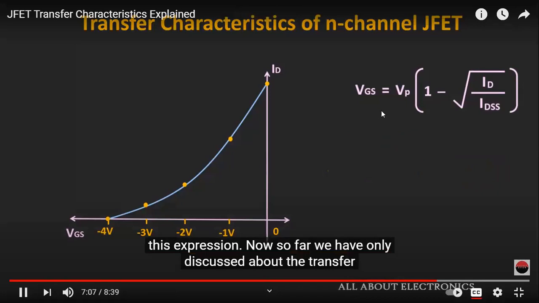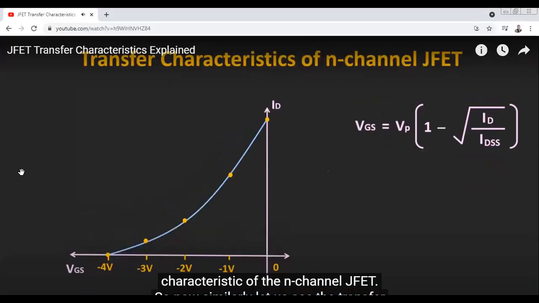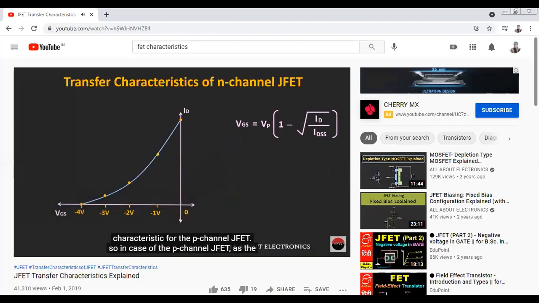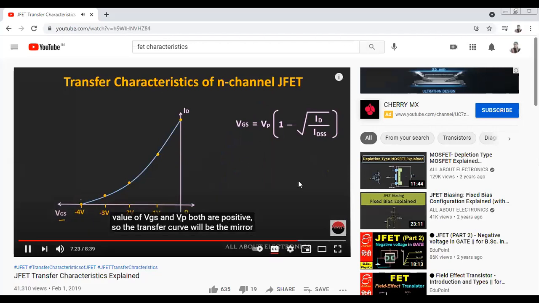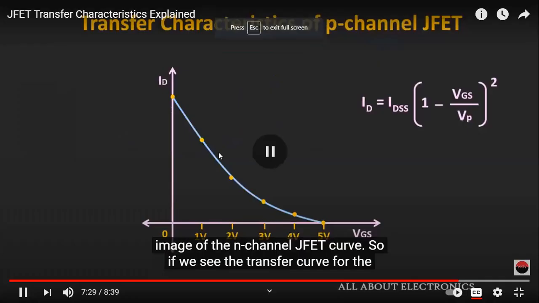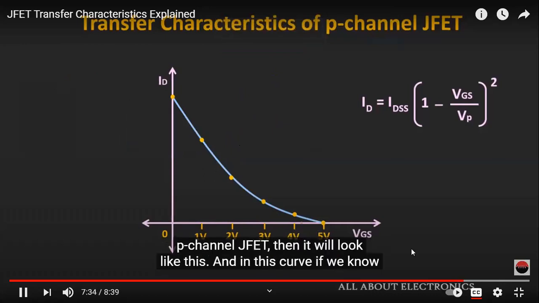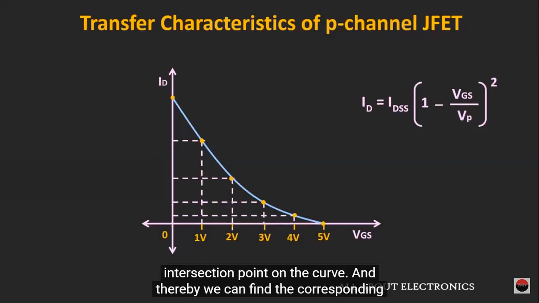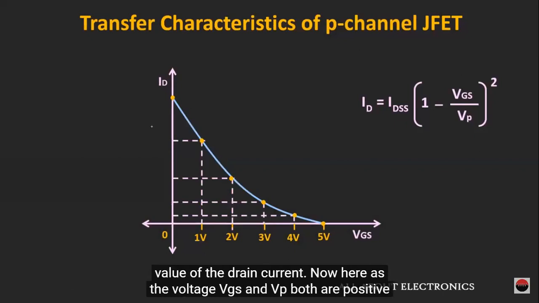Now so far, we have only discussed the transfer characteristic of the N-channel JFET. So now similarly, let us see the transfer characteristic for the P-channel JFET. In case of the P-channel JFET, as the values of VGS and VP are both positive, the transfer curve will be the mirror image of the N-channel JFET curve. So if we see the transfer curve for the P-channel JFET, then it will look like this. And in this curve, if we know the value of VGS, then by drawing the vertical line, we can find the intersection point on the curve, and thereby we can find the corresponding value of the drain current.